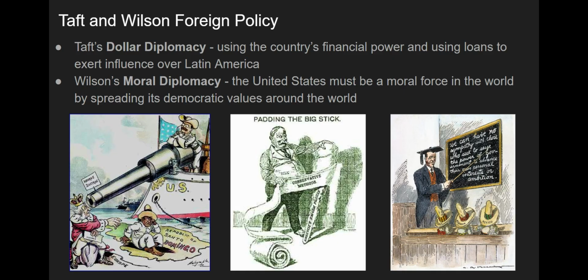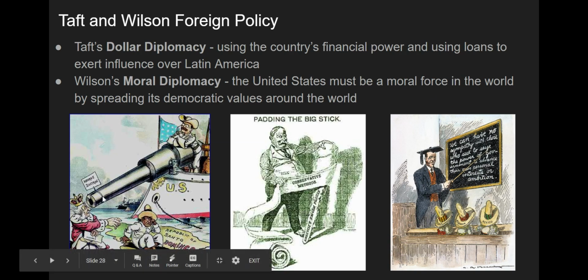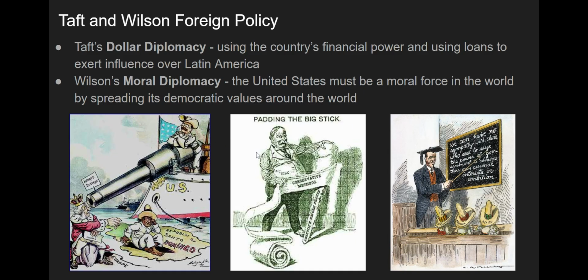It's called dollar diplomacy. So again, here's Roosevelt enforcing the Monroe Doctrine and keeping Europe out of the affairs of America. He's using his Great White Fleet to influence it. Taft is going to use more conservative methods, padding the big stick, making Roosevelt's big stick a little softer. So instead of using all of our military force as influence, we should use money as influence.